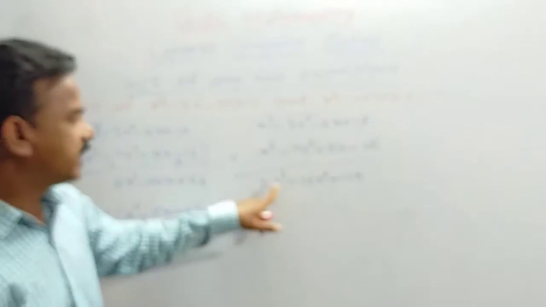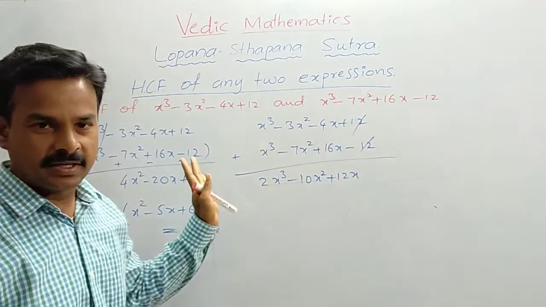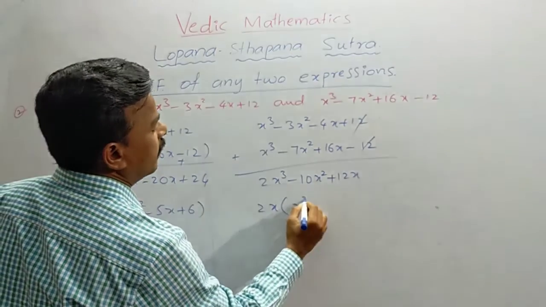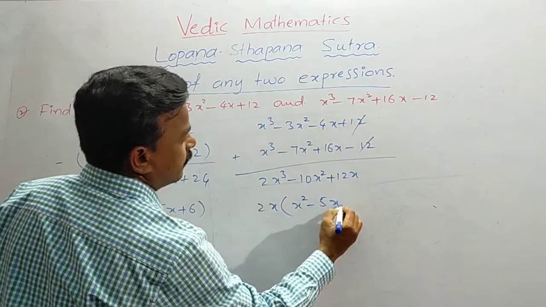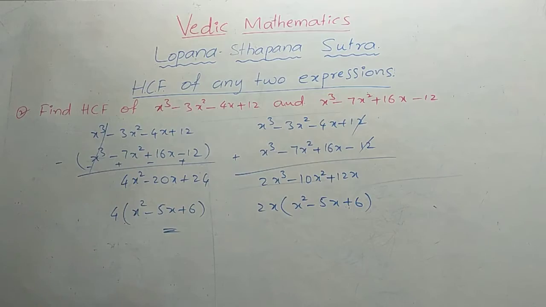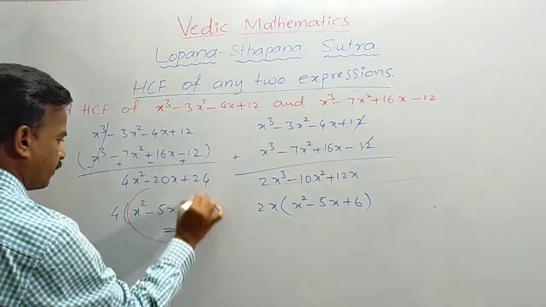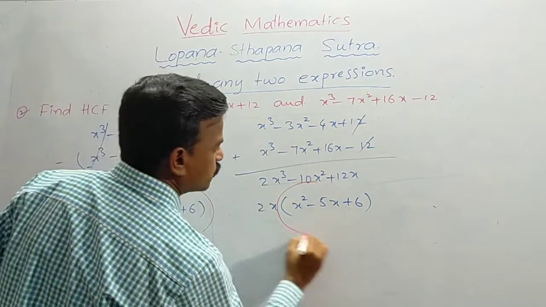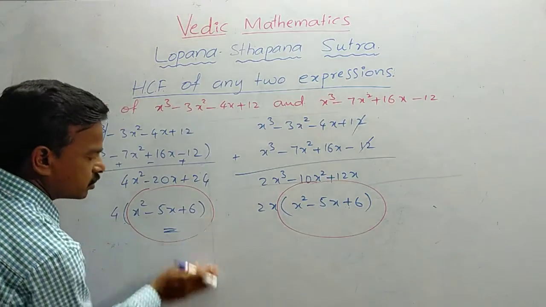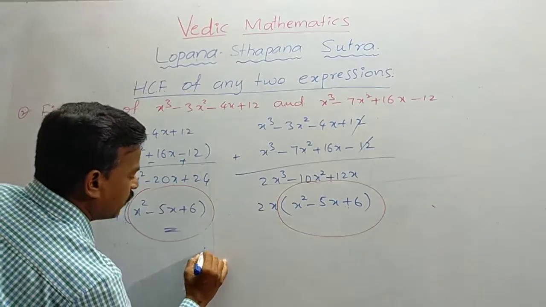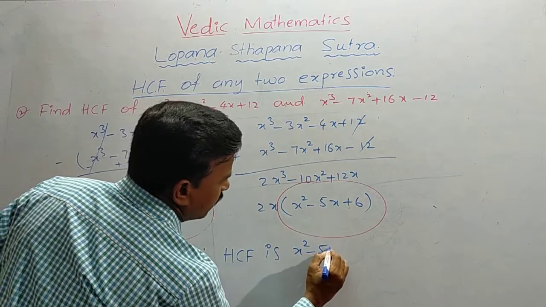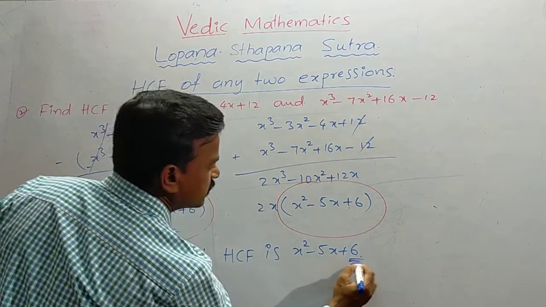Okay, here 2x, 2x, 2x are factors, so we can take common 2x. Here the remaining is x square, minus 5x and plus 6. Once you observe, x square minus 5x plus 6 is the common factor. So we can write, therefore, HCF is x square minus 5x plus 6. That's it. This is the answer.